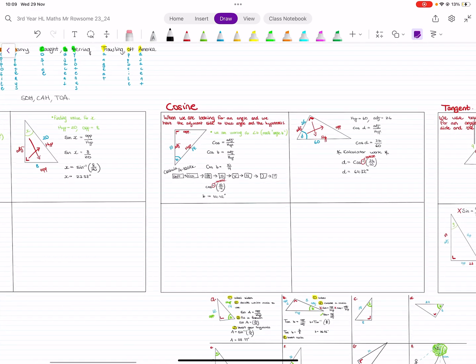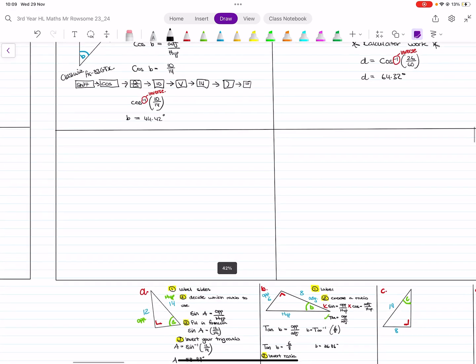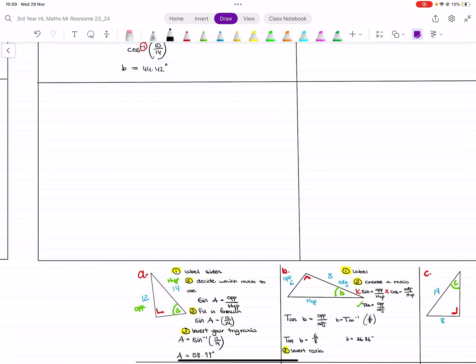Your next one would be cosine. So I'm going to draw another triangle to represent cosine. So remember, a right angle triangle can be in any orientation, and what I mean by that is it can be drawn in any way. Okay, so as long as there's a right angle in it, it's a right angle triangle. Okay, and this time we're looking for, we'll say C.